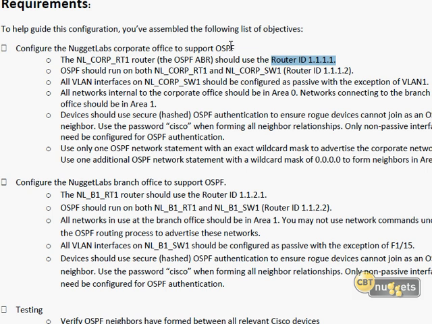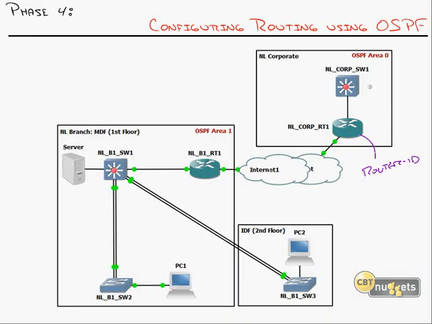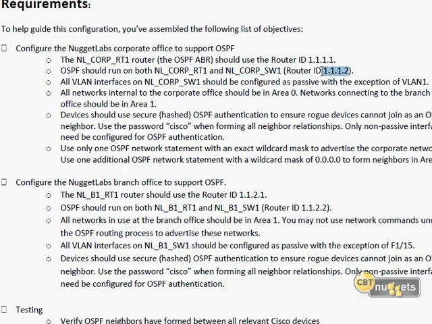So that's one of the things we'll have to do. OSPF should run on both corporate router 1 and corporate switch 1. Remember, this is a layer 3 switch. It has the ability to run routing protocols, and we'll need to do that. The switch will have the router ID 1.1.1.2. All VLAN interfaces on the corporate switch should be configured as passive with the exception of VLAN 1.